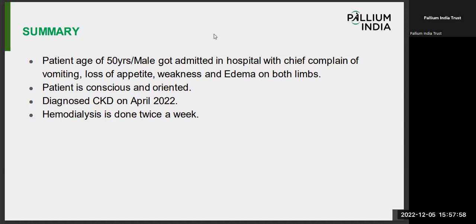And what about the family? He has one son who works in a private company as an employee. His wife died in 2019. So here he lost his wife also. You can just put yourself into their shoes. You can think from his side.